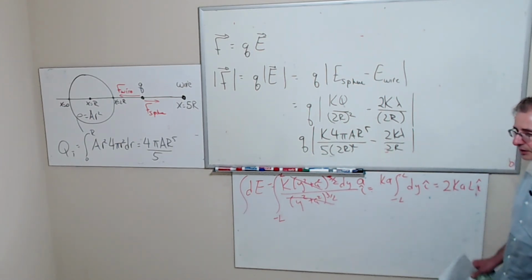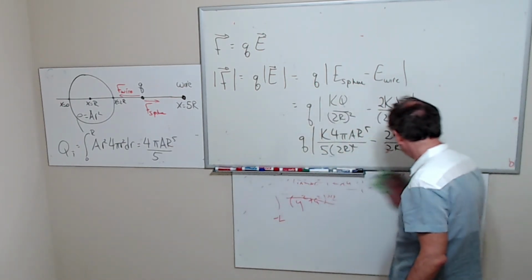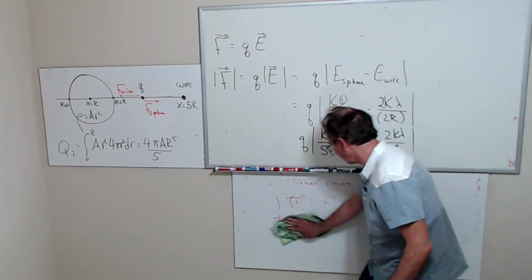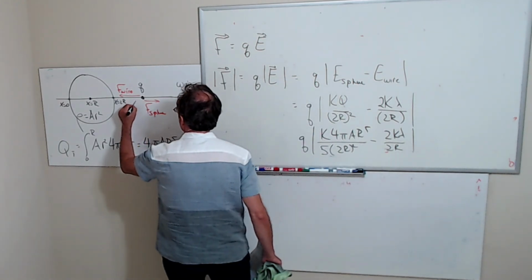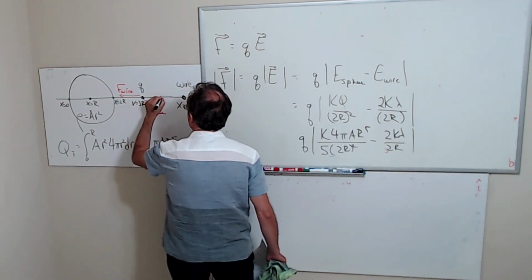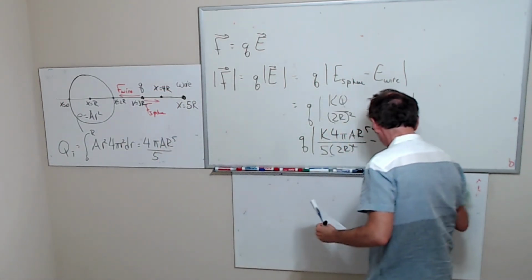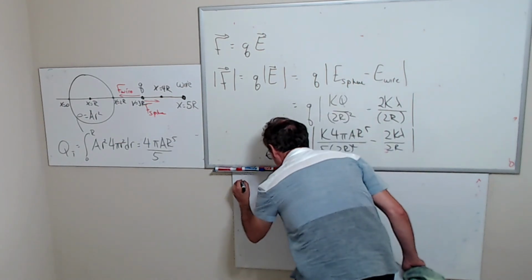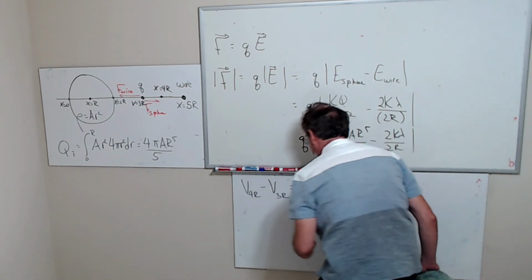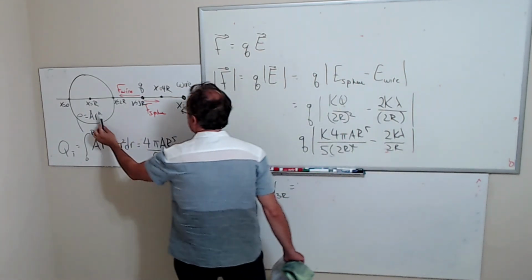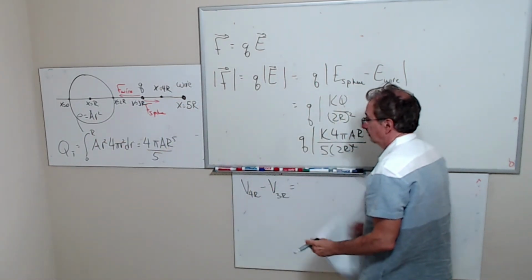So the problem is very conceptual. Even the last question is very conceptual. I want to find the electric potential difference between 3R and 4R. I want V at 4R minus V at 3R. So I need to find the potential due to the sphere plus the potential due to the wire.